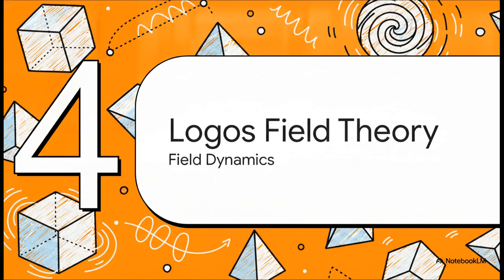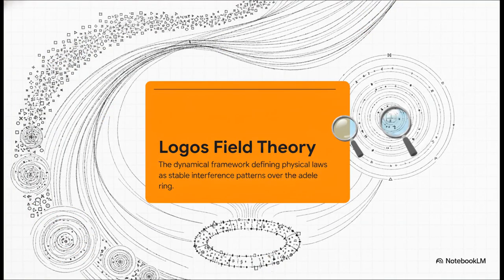On to section 4, logos field theory dynamics. Logos field theory steps in to manage the smooth transition between our discrete and continuous topologies. It essentially treats the Adel ring as the fundamental domain, and what it does is define our physical laws as nothing more than the stable interference patterns of the underlying arithmetic data stream.